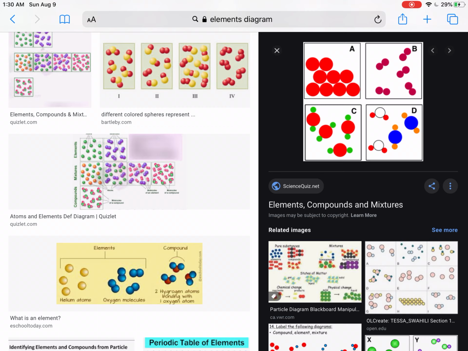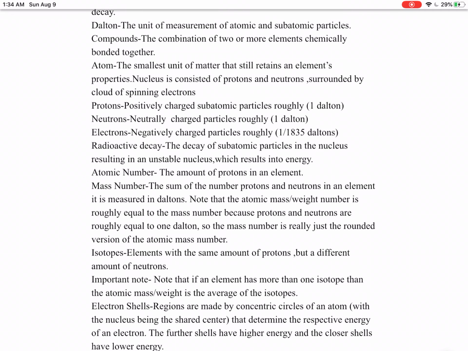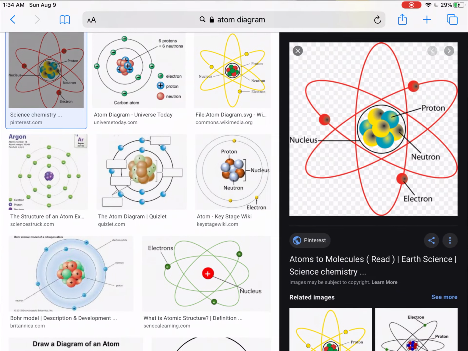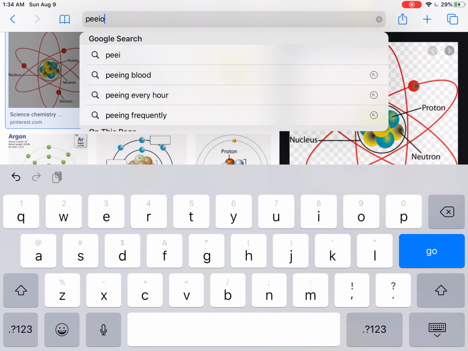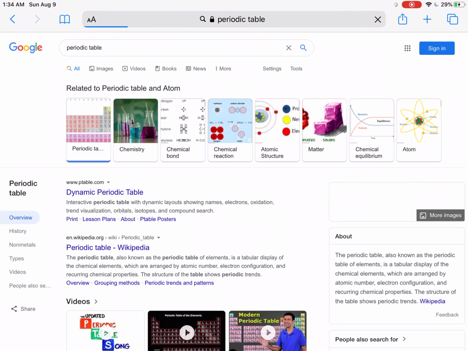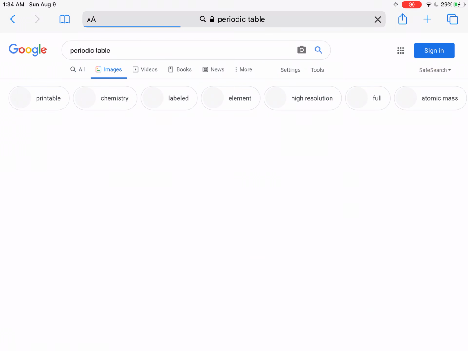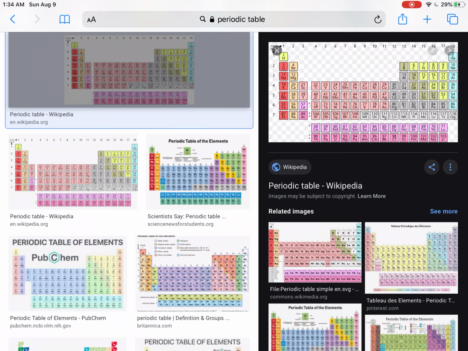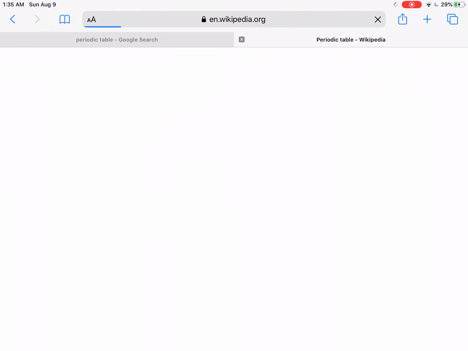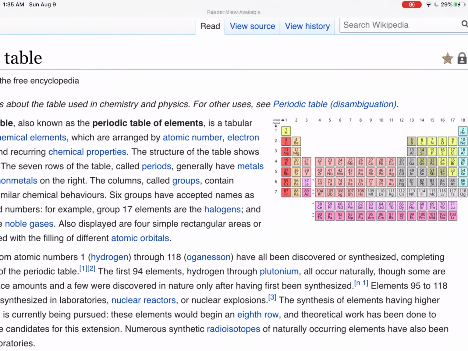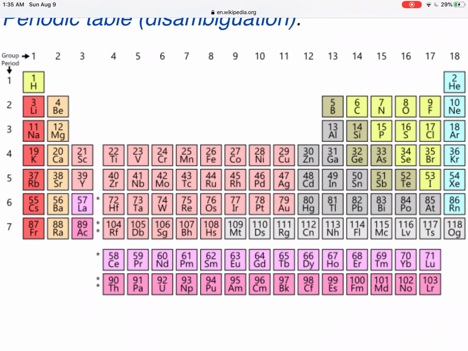Now, the atomic number is basically the amount of protons in an element. So for example, let's pull up a periodic table. If you go on Wikipedia and we zoom in on this periodic table, we can see that the atomic numbers are simply above the chemical notation for that element. And so atomic number defines how many protons are in an element. So the number of protons, or the atomic number, defines the element.